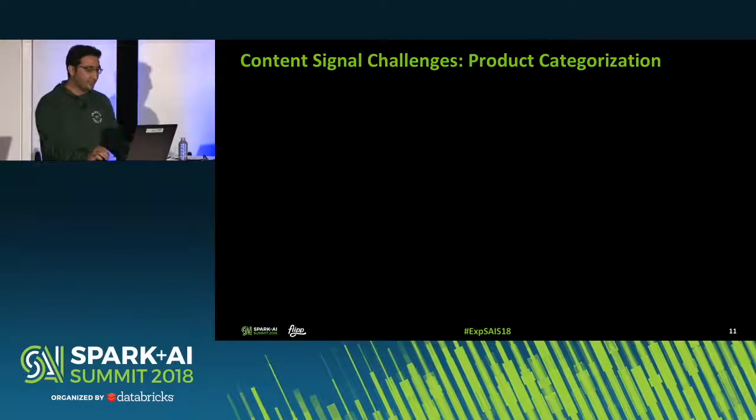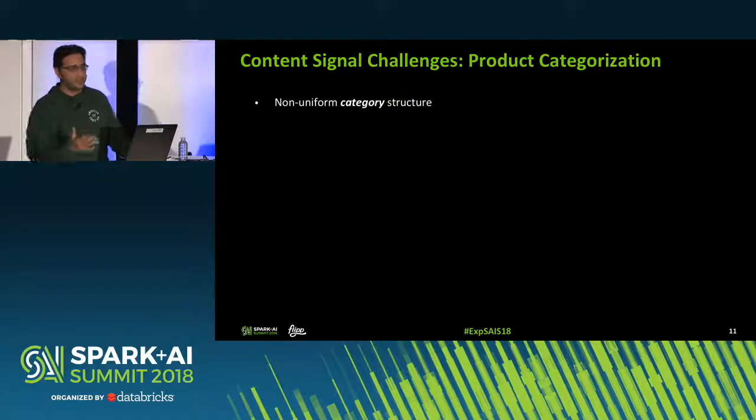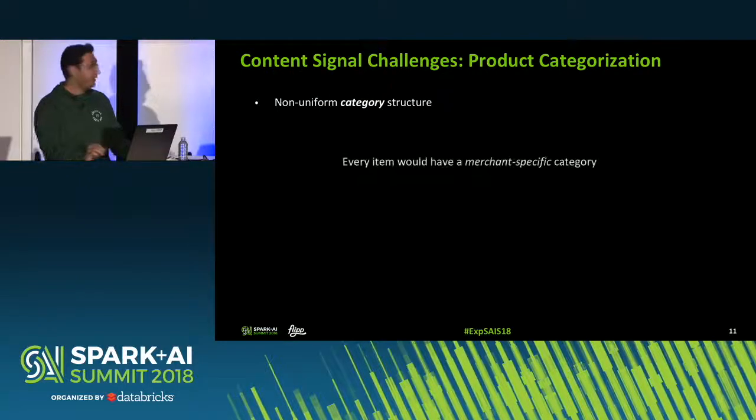So let's look at some of the content signal challenges that we faced. Because we work with so many retailers across North America, one of the problems that we face is when we get their content, they do not have a uniform category structure. So let's say if we work with 1,000 retailers, we will have 1,000 different category hierarchies. Because of this, every item would have a merchant-specific category. And this makes it a very difficult problem to boost your content based on categorization.